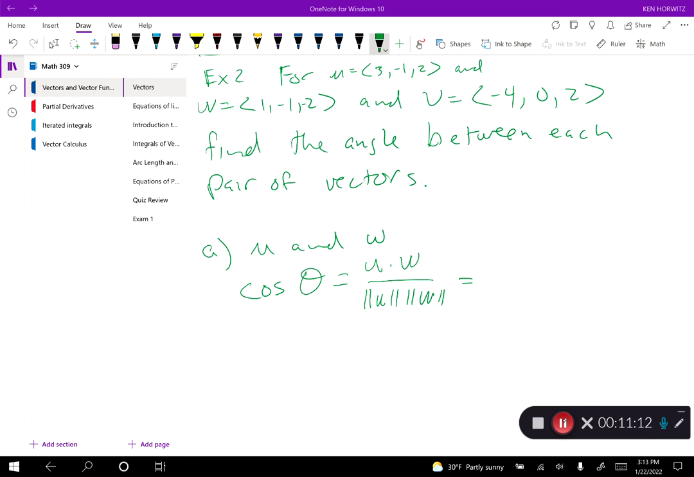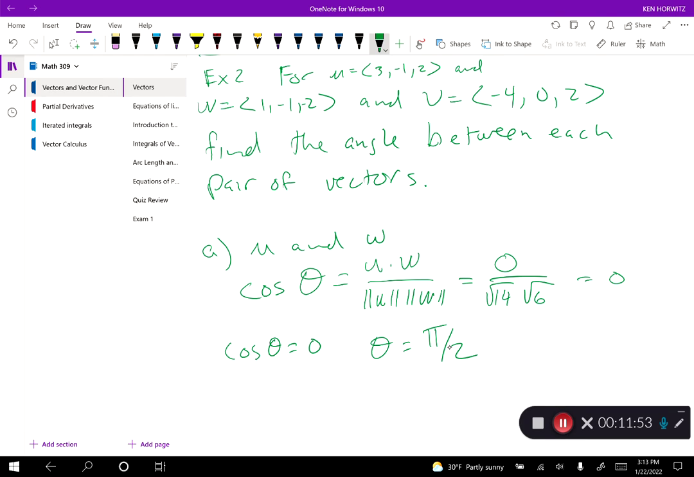All right. So if you did the dot product of u and w, I get 3 plus 1 minus 4, which gives me 0. And then the magnitudes, I got square root of 14 and square root of 6. Well, 14 times 6 is 84, but 0 over any number is still going to equal 0. So if the cosine of my angle equals 0, then I know from my unit circle that my angle equals pi over 2.